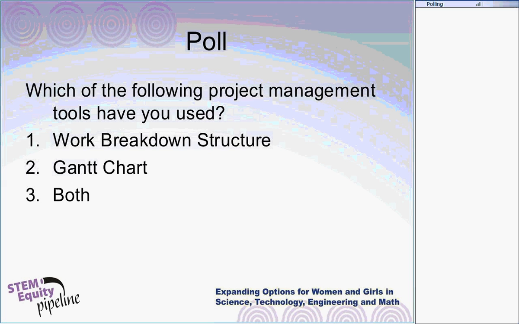So here's a quick poll. Which of the following project management tools have you used in the past, for those of you who are involved with managing projects? Have you done a work breakdown structure? Have you ever used a Gantt chart? Or you've maybe are experienced at this and you've used both of them in some of your planning. I have to admit that I do a lot of planning work and I don't always do a work breakdown structure. I did actually for the STEM Equity Pipeline project, and it's been very helpful.